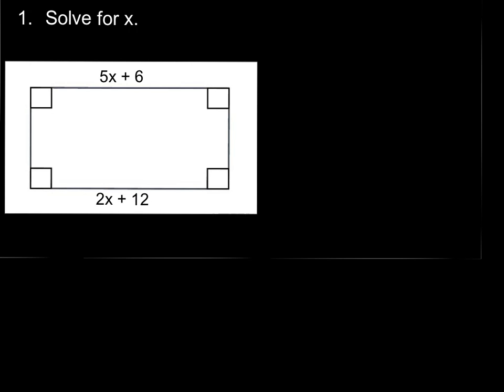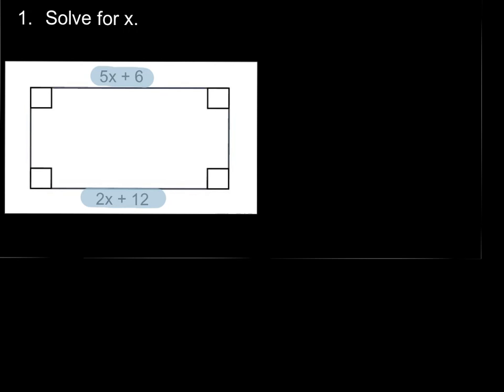Now, what property should I use? You have to look at the information that is given to me in order to decide what property I'm going to use. So if you look at the picture, they give you two sides. They give you the side up here, which is 5x plus 6, and then the side down here, which is 2x plus 12. So you have to use a property that talks about sides of a rectangle.